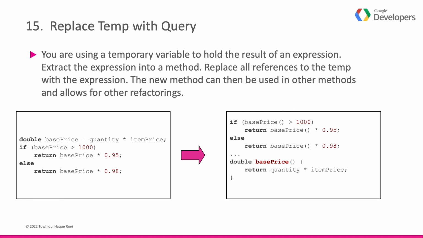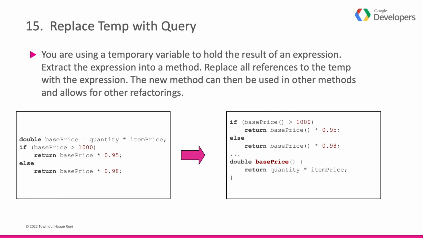By applying replace temp with query, the code is transformed by replacing the temporary variable with a method call. With this transformation, the temporary variable base price is replaced by the method call base price, making the code more expressive and self-explanatory. Additionally, the extracted method can now be utilized in various contexts, promoting code reuse and allowing for future refactorings.